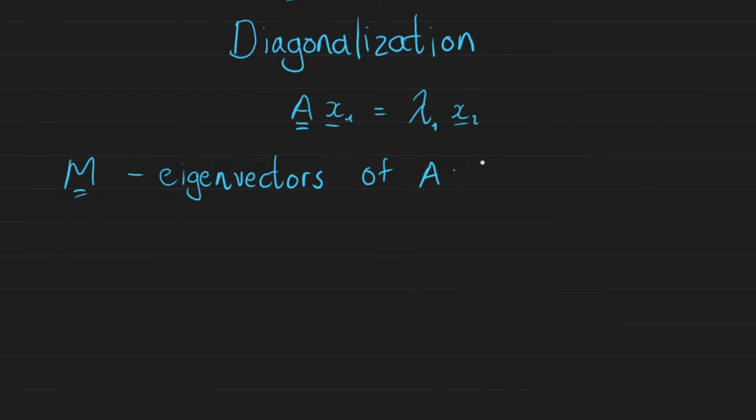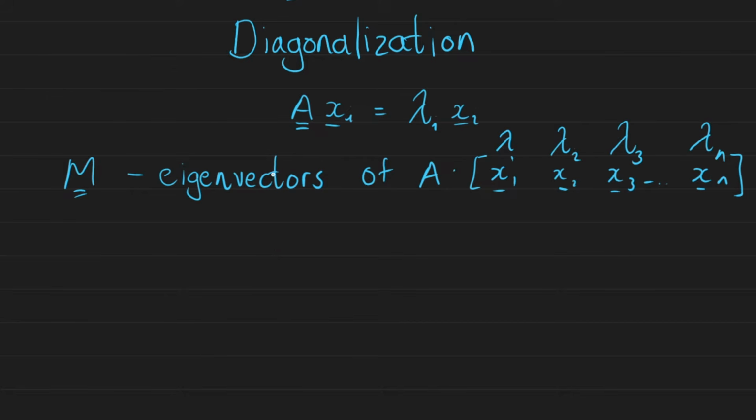So that would be x1, x2, x3, all the way up until xn. The columns of this matrix are the eigenvectors, and these columns correspond to the eigenvalues of each of these eigenvectors. So that's lambda 1, lambda 2, lambda 3, and the nth eigenvalue.